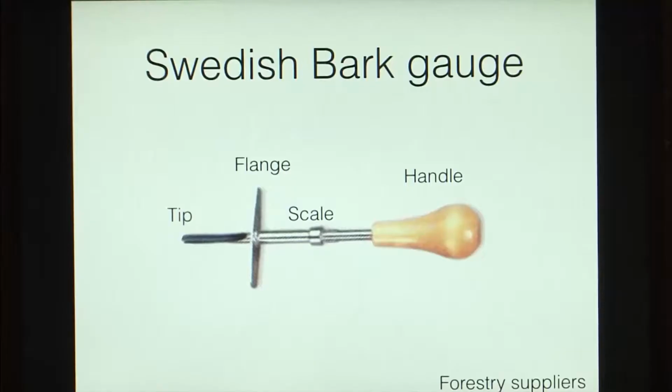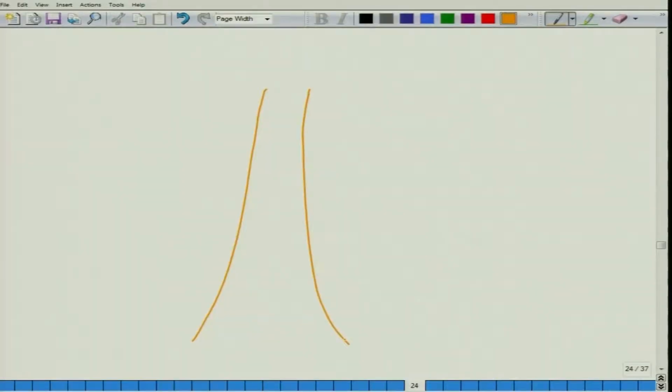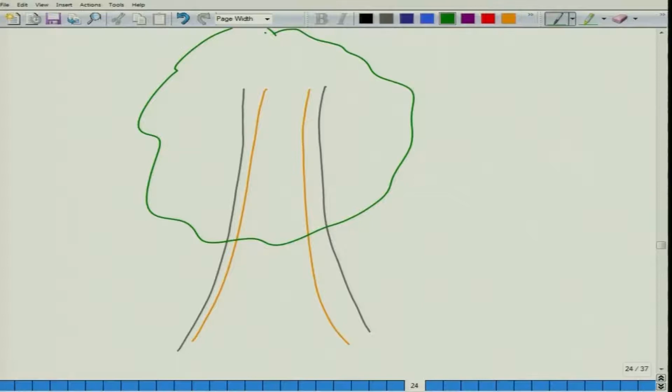Which is why we need to go with these direct or indirect measurements. If we have a look at the slide now, this is the Swedish bark gauge. This is a measure of indirect measurement. As we can see in this image, this instrument has a tip. That tip is a sharp tip and it is meant to go inside the bark. It also has a flange, a scale and a handle. So, how do we use this instrument? Again considering a tree with a bark, to use this instrument you will take the tip.